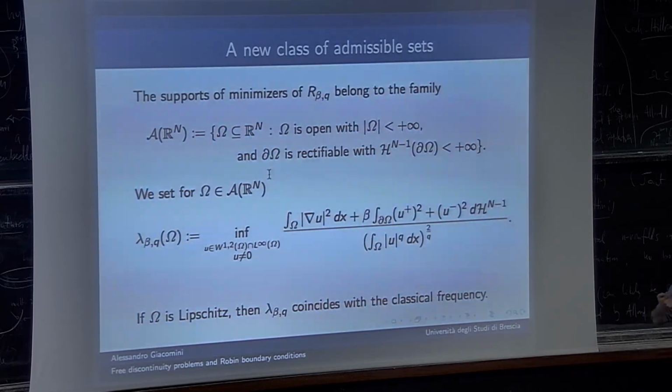Then we integrate on the boundary u plus squared plus u minus squared. It can happen that the two are equal. Okay, in this case, why not? Then we take the infimum. Of course, in the case of a regular domain, this definition reduces to the classical definition. And so what one can check is that indeed this class is a good class. So if we look for minimizers of the first of this eigenvalue in this class, we have the existence of a minimizer, and the minimizer is precisely the support of a minimizer of the free discontinuity functional.